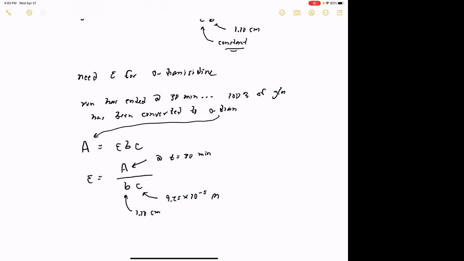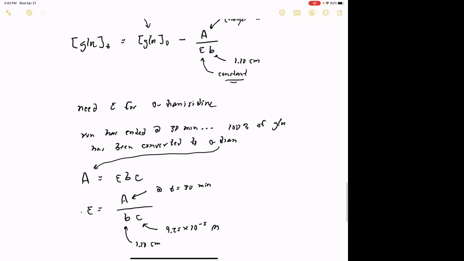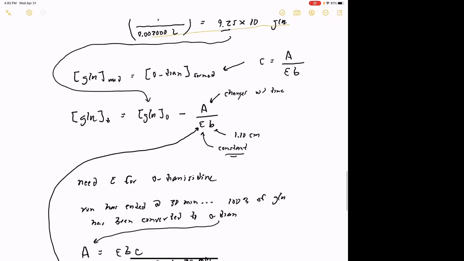So now I've got an epsilon, right? So I can take that epsilon and plug it back in up here. Now if you look back at that equation, which you can now set up in Excel, you've got the initial glucose concentration, the epsilon, and the B. The only thing that's changing now is the absorbance. So it's very simple to go into Excel and set this up. I would do it exactly the way I talked about before. Don't do this by hand, guys. Let Excel do the work.